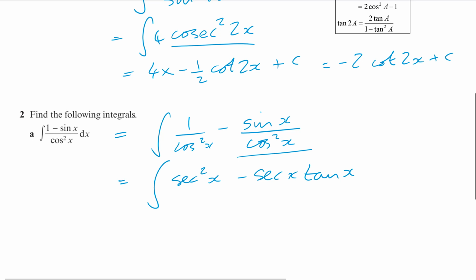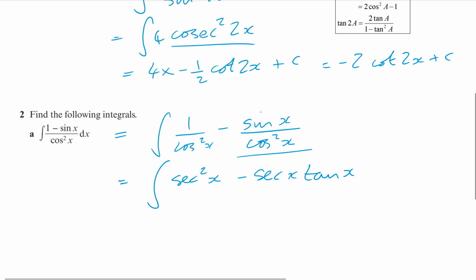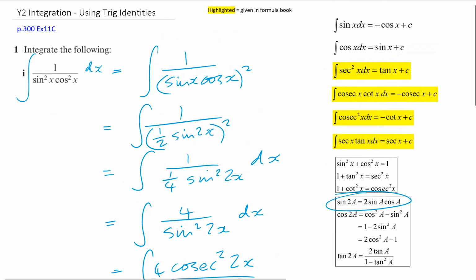If you've not spotted why, that is because this is the same as sine x over cos x, which is tan x, times by 1 over cos x, which is sec x. So that is there, and that is sec x. So we just need to integrate this now. If I just remove this, so if we integrate all of this, the integral of sec squared is tan x. It's all in the formula book. So we're going to be using this one and this one. So we're going to get tan x and sec x.